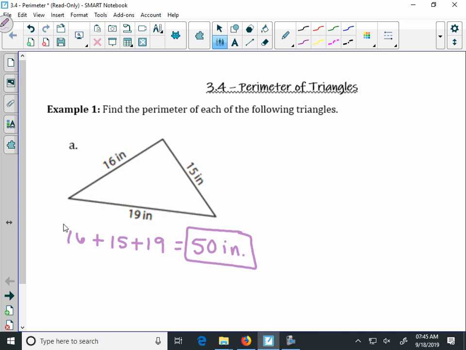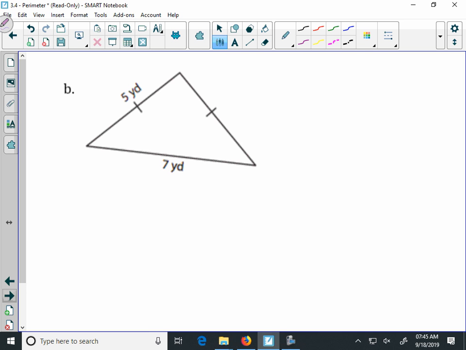Questions over there? If we take a look at B, I have this side is 5 and that side is 7. We need to be able to find the other side. What do we know about the length of that other side? Yeah, it's equal to 5. Now, how could you tell? They have the same tick marks. What kind of triangle is this? Isosceles. Two sides are the same, so it's an isosceles triangle. So this side right here is 5 yards. This side over here is also going to be 5 yards.